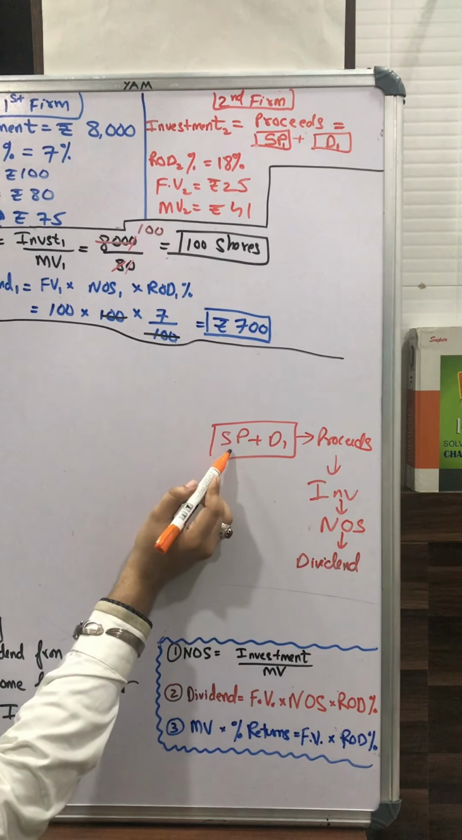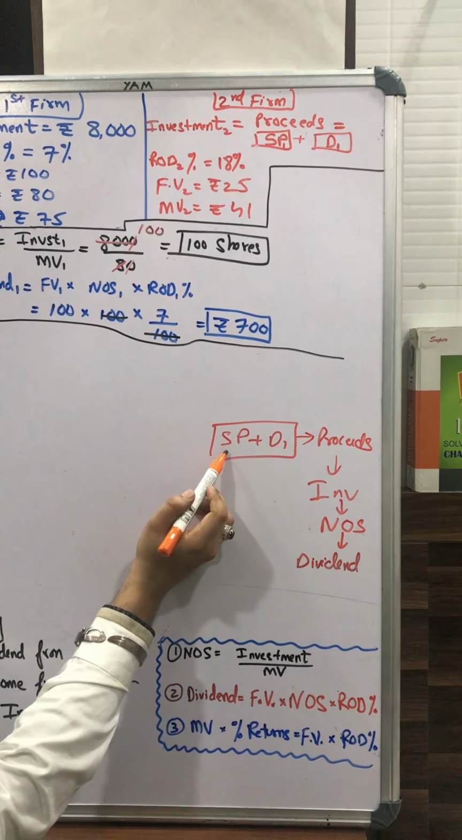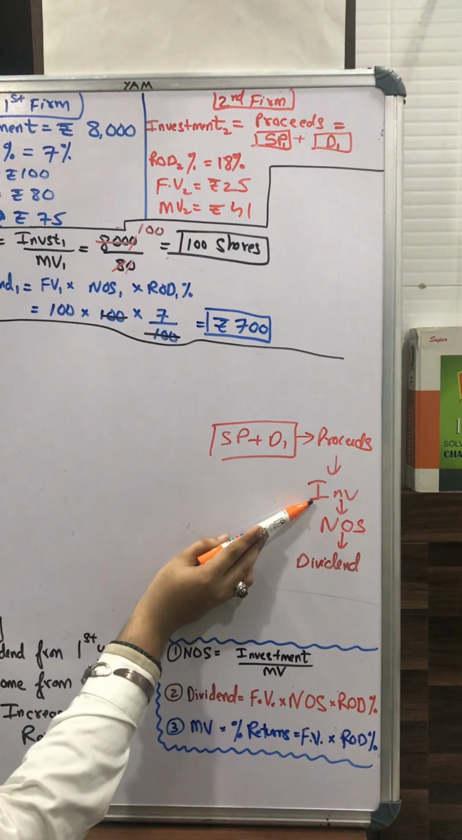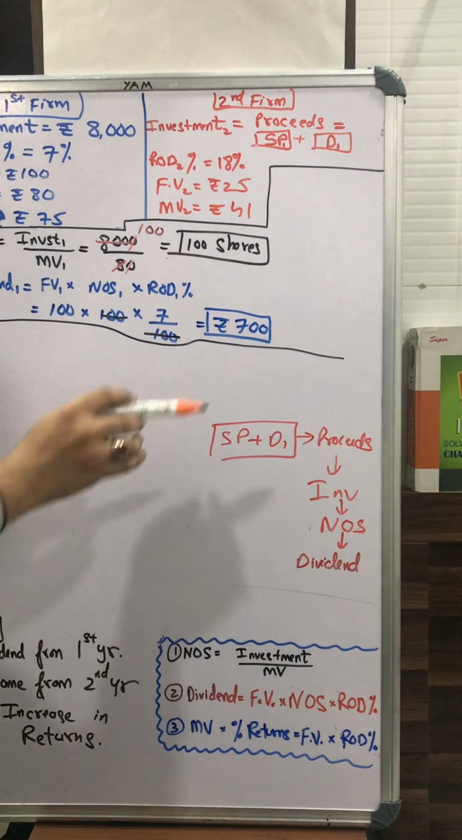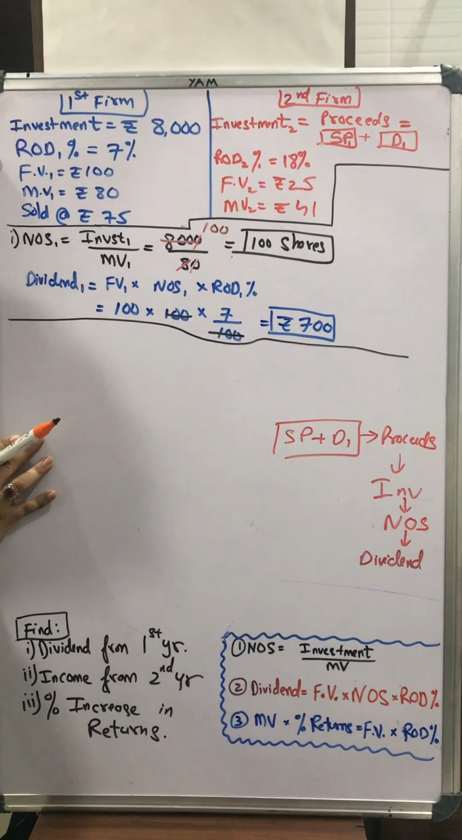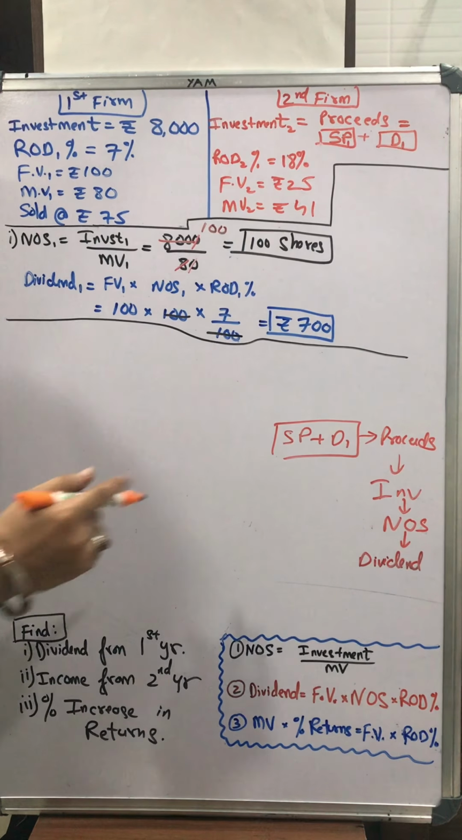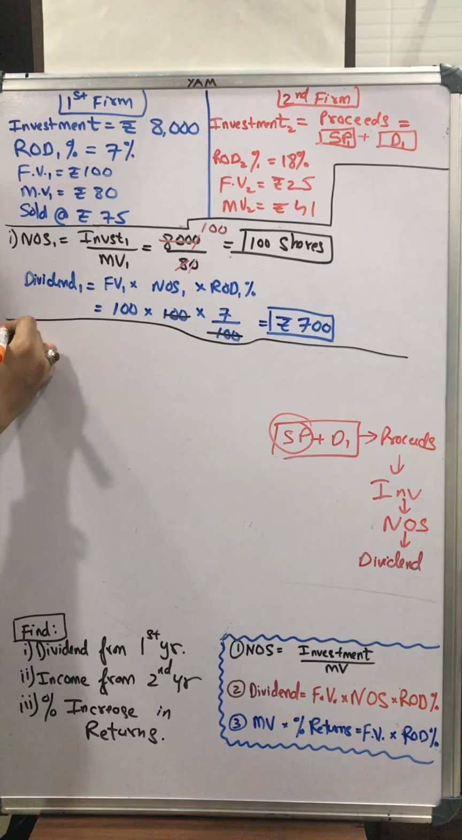Selling price is the total price obtained in the hands of Ram Gopal Verma after selling 100 shares at rupees 75, plus the dividend. If we add, then I will get proceeds, and proceeds is the investment, and by investment I will find the number of shares, and by the number of shares I can find the dividend. So this is the chain. Hope you all are understanding the chain. Now, according to the flow chart, according to the chain, we first need to find the selling price. Students, it's clearly mentioned that he sold the shares at rupees 75.